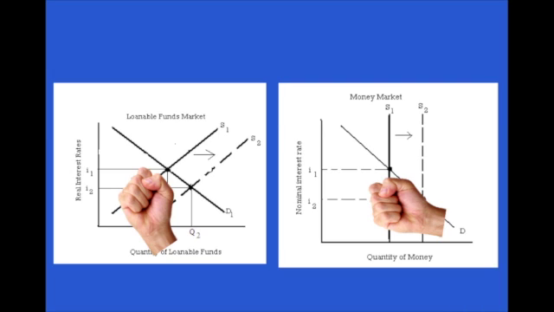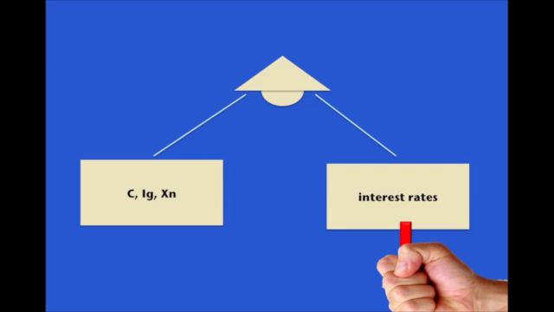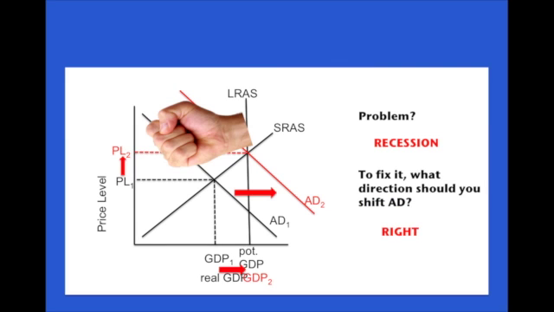Notice how shifting the supply curves in each of these markets would change the equilibrium point and thus change interest rates in the economy. So basically, if you had the power to wrap your fists around these curves and move them at will, you would essentially have the power to change interest rates. And because you have the power to change interest rates, you would have the power to change CIG and XN, and you have the power then to control aggregate demand. Finally, because you have power over aggregate demand, you have power over the price level and real GDP of a country, and because you have power over real GDP, you have power over the unemployment rate.